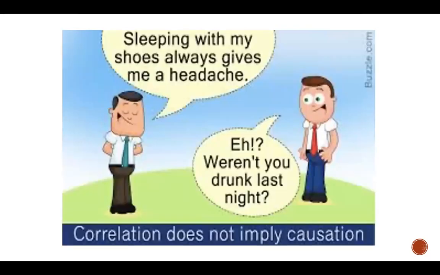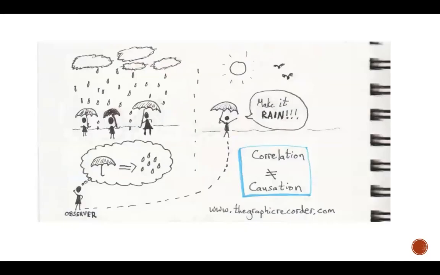We have one example. One person says, sleeping with my shoes on always gives me a headache. His friend says, weren't you drunk last night? The first person observed that whenever he sleeps with his shoes on, he has a headache, but the cause is something else. He slept wearing shoes, but the cause of the headache was something else. This clearly depicts that correlation is not necessarily causation.